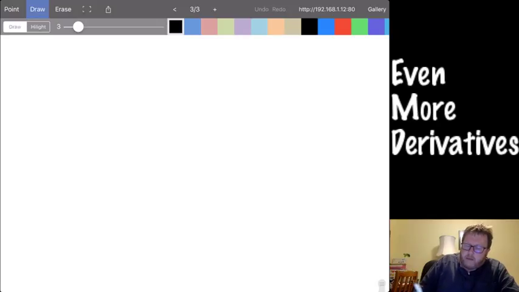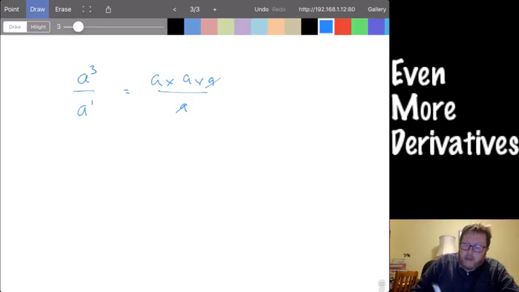And we can see that we know this to be true. If I have a cubed over a to the power of 1, over a, we know that that would be a times a times a over a, and the a's cancel out, leaving me with a times a, which is a squared. I'm going to speed through this because this is stuff from last year.